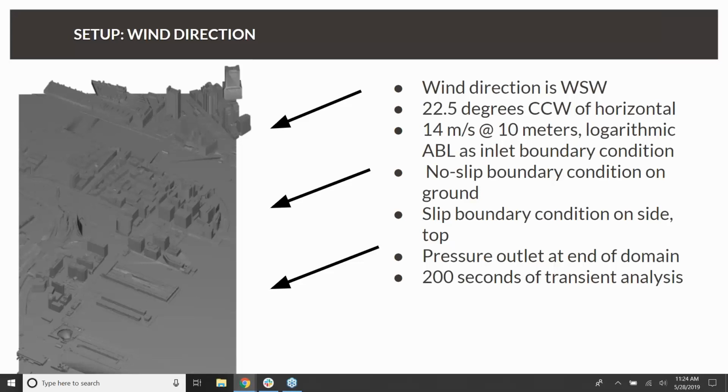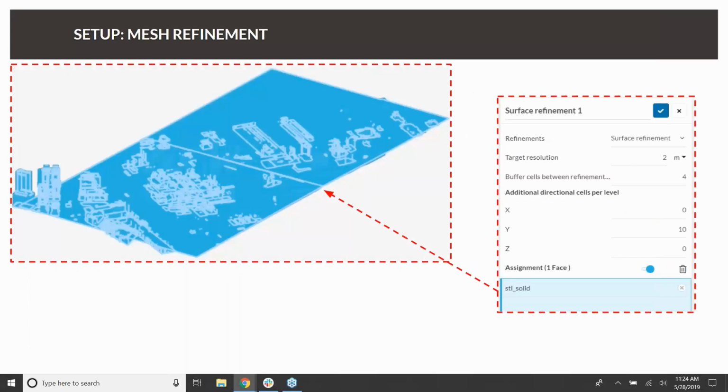This was 200 seconds of transient analysis, so it'd be as if you're standing on a pier there for just two minutes and change. Now, I said it's a meshless solution compared to a traditional CFD run. There is a voxel mesh here, and you do need to add some refinement, but you're not going to get meshing errors like you would traditionally.